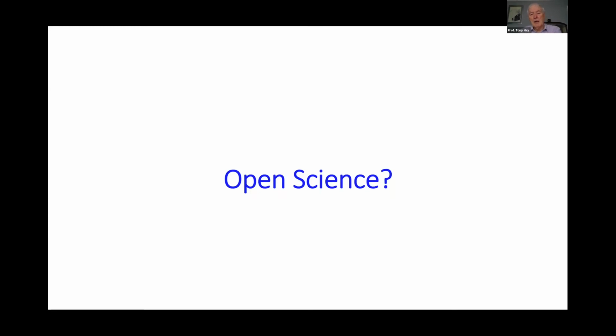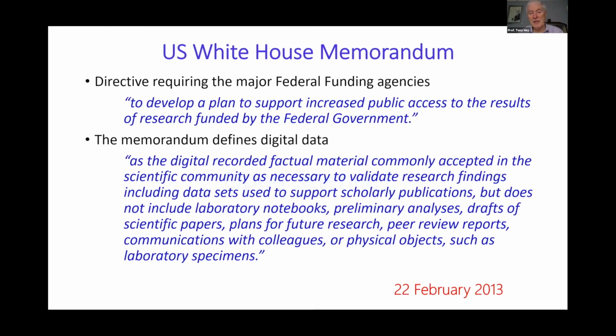I'm not going to talk about open access, other than to say what I think is one of the seminal events in the last decade, which was in 2013, where the US White House issued a directive to the US funding agencies like the National Science Foundation and Department of Energy, to develop a plan to support increased public access to the results of research funded by the federal government. And this was significant in that the results are not just the published paper. The actual memo defined digital data. And this was the recorded factual information necessary to validate research findings, data sets to support the publications, and so on. So it was really pointing out that public access to the results means not only the research paper itself, but also the data supporting it.